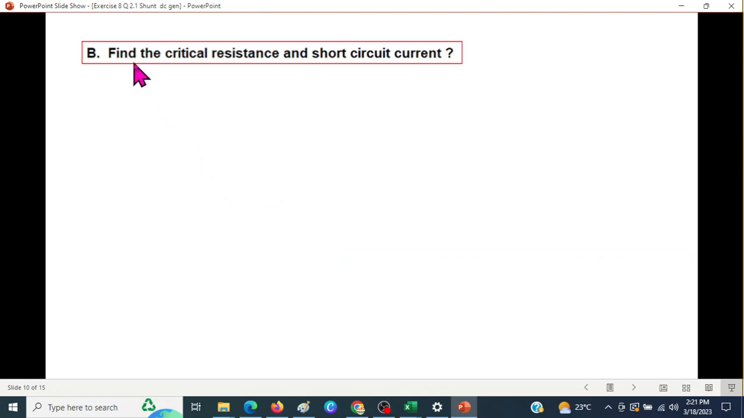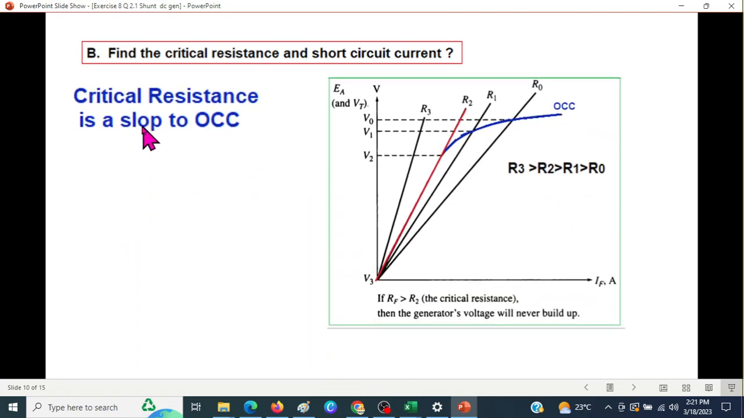Okay, now the question says find the critical resistance and short circuit current. First of all, the critical resistance is the slope of the OCC. So if this is the OCC line, we draw a line which is tangent to the OCC line. That will be the critical resistance line. And with any resistance greater than that, the generator voltage will never build up. So if you have a resistance R3, there will be no output. So the resistance has to be less than the critical resistance.